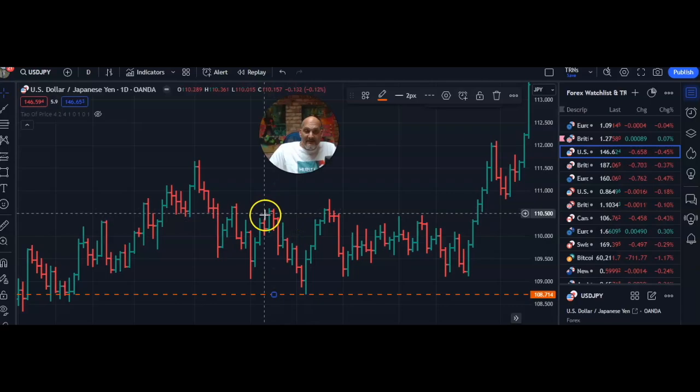When we broke this top right here, and we didn't close above it, but we did break it, the market was giving us a warning sign, an early sign that, hey, there's some strength here. Don't be so foolish to start selling this thing at the bottoms. Be looking for places to buy it.